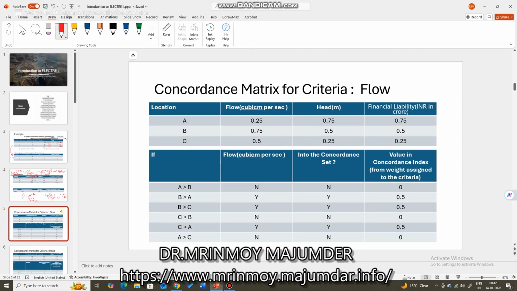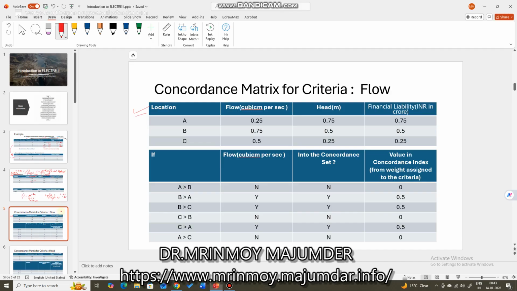Right, now you have assigned weights to your criteria. You have converted the value matrix of the alternatives into the normalized matrix of the alternatives. This is that normalized matrix actually. So now let us begin the process of ELECTRE II. First you have to develop the concordance matrix for the criterion flow. With respect to flow, we have to develop the concordance matrix.